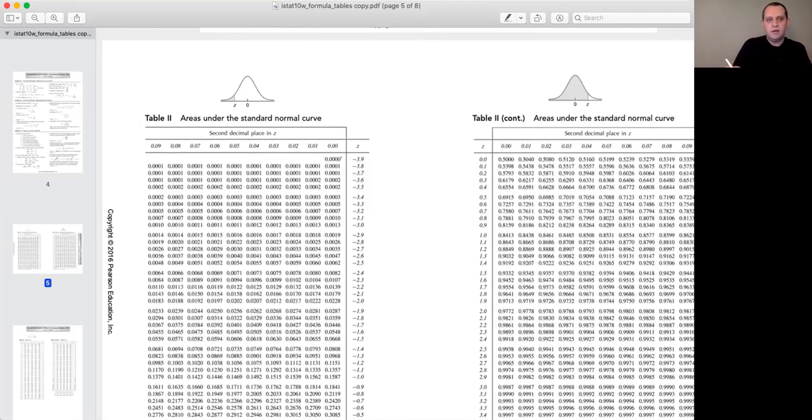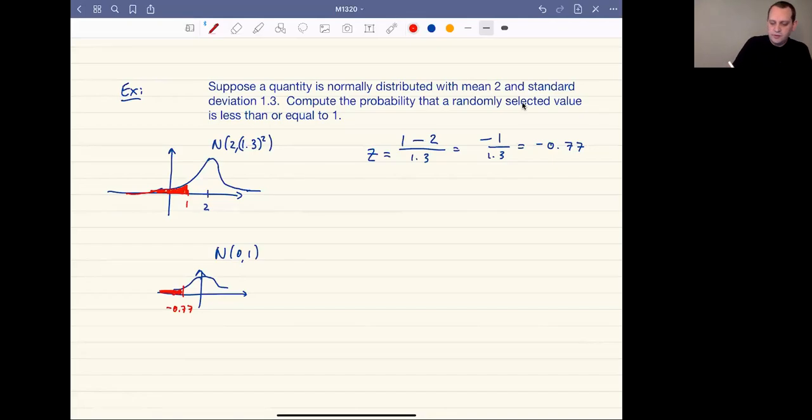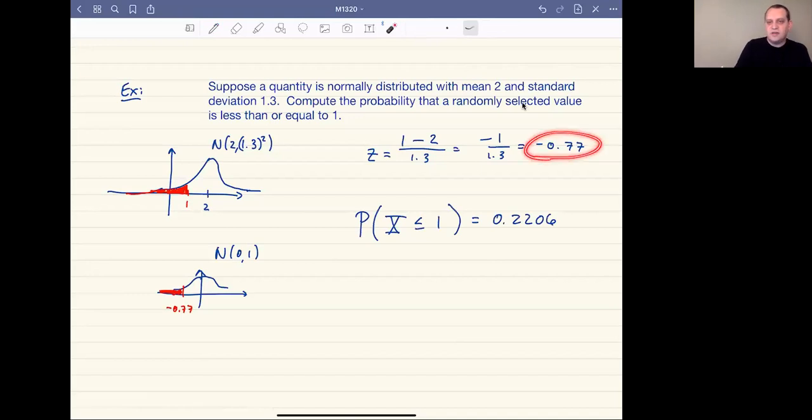We found that the probability that a randomly selected value in our normal distribution with mean 2 and standard deviation 1.3 will be less than or equal to 1 was 0.2206. And again, we use this -0.77 to figure out how to use the table, because the table has to do with the standard normal, and that is going to be the same area as the one we're looking for. So our answer is about 0.2206.